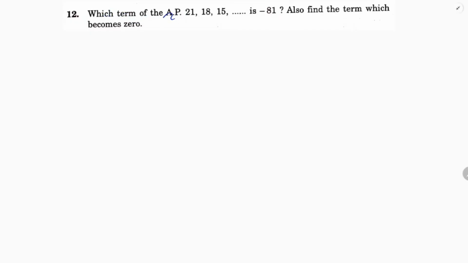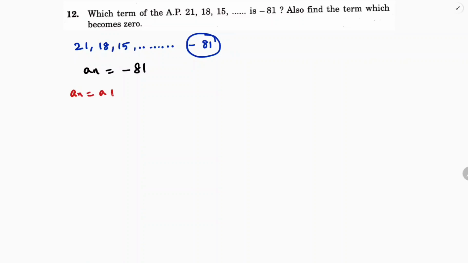Which term of the AP 21, 18, 15 and so on is minus 81? So which term is minus 81? Here an is minus 81. We need to find n. The an formula is an equals a plus n minus 1 into d.